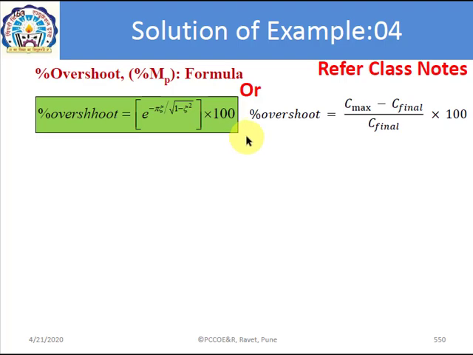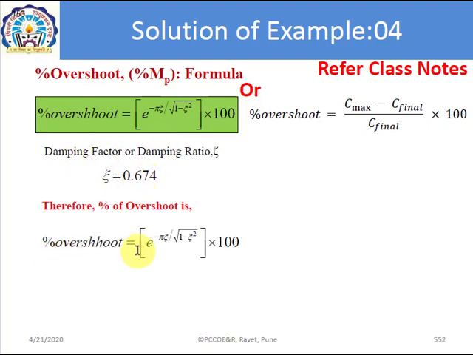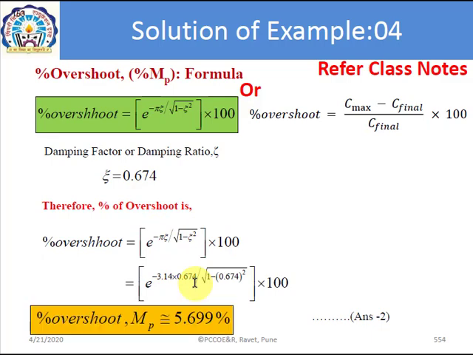And the second formula: percentage of overshoot is equal to C max minus C final over C final into 100. But in this numerical, what we know is the zeta value from the previous calculation, so we'll proceed with the first formula. The damping factor for the given system is 0.674. Percentage overshoot is equal to e raised to minus pi zeta over under root 1 minus zeta square into 100. If we substitute the zeta value in this relation, we get the percentage overshoot MP approximately equal to 5.699%. It's important to note that the formulas we use are empirical formulas to determine the specifications, so the values are approximate.